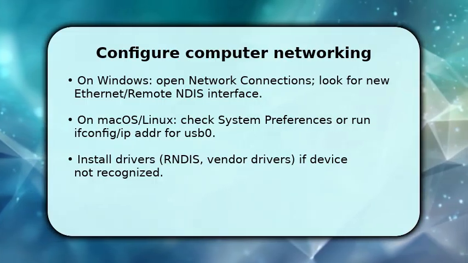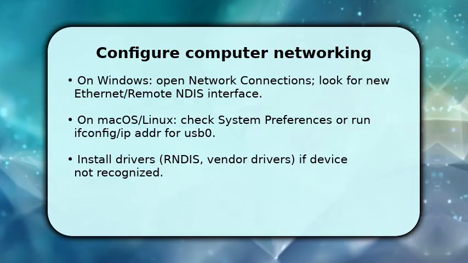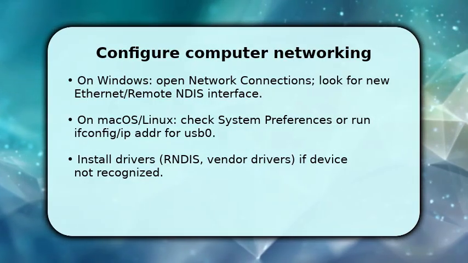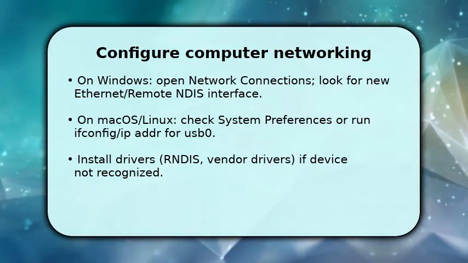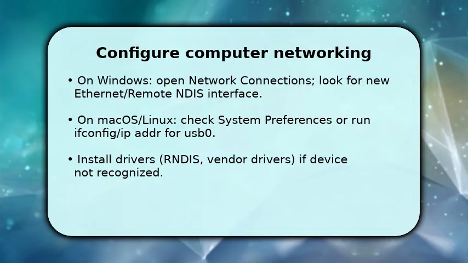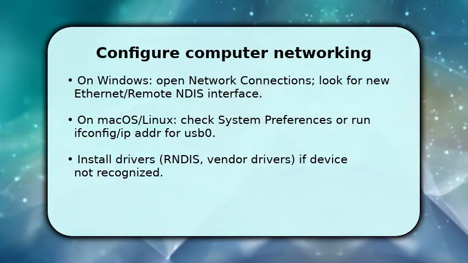On Windows, enable the RNDIS adapter and set IPv4 to obtain address automatically. On macOS or Linux, ensure usb0 or enx appears and DHCP runs. If the adapter shows as unknown, install the proper vendor or RNDIS driver. This fixes many recognition issues.